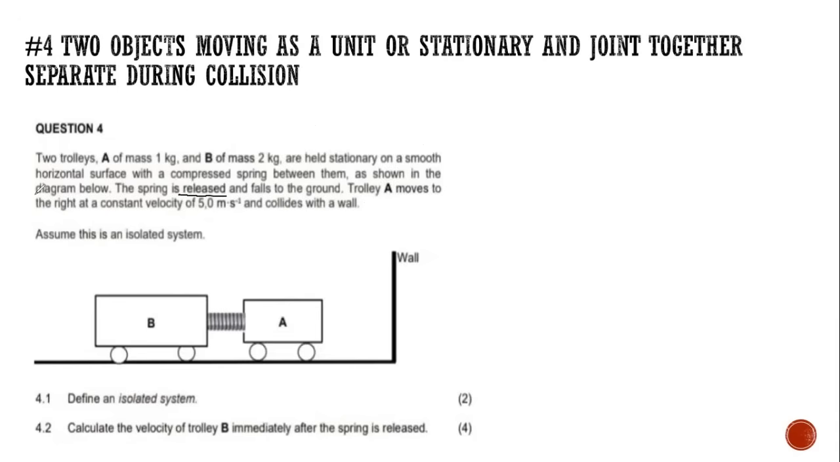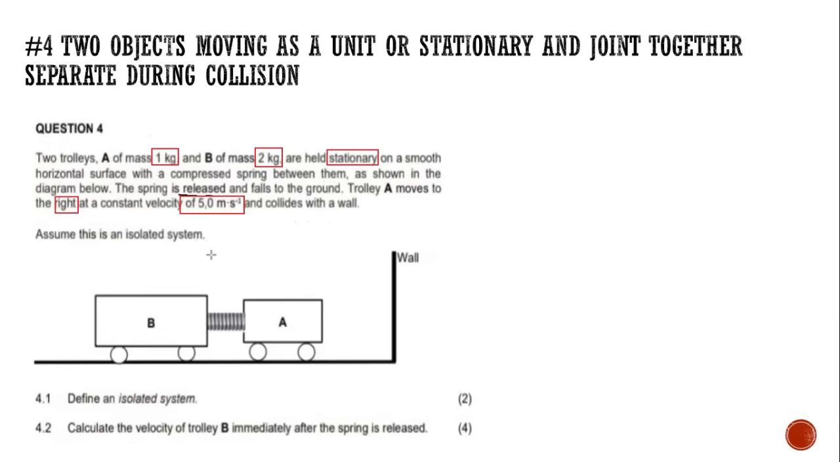Okay, let's highlight the important information. So we have the masses: trolley A of mass 1 kg and trolley B of mass 2 kg are held stationary on a smooth horizontal surface with a compressed spring between them, as shown in the diagram. The spring is released. Trolley A moves to the right at a constant velocity of 5 meters per second and collides with a wall. Assume that it is an isolated system.